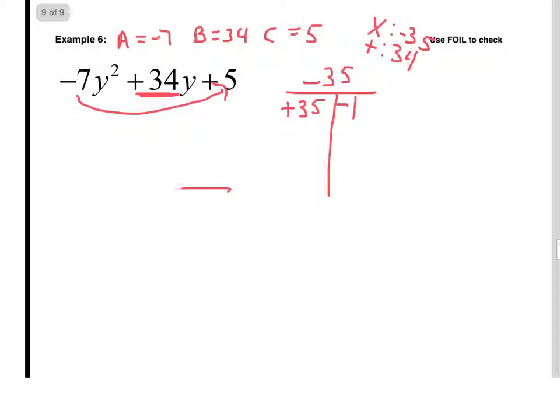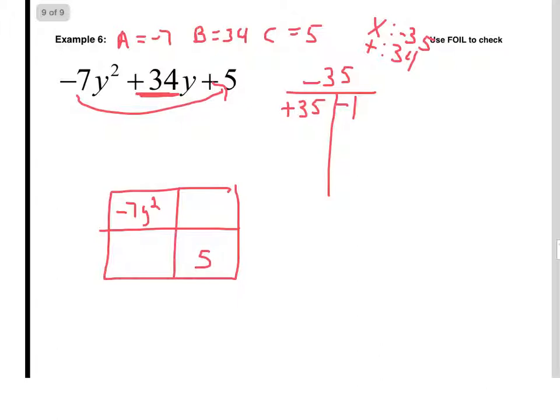So now I'm going to do the box method. You can do the grouping if you'd rather, or you can try whichever one and pause me. So I'll put this first term, -7y squared, and then I'll put the 5 at the end, and then I'm going to put 35y here and -1y there. Now I work backwards, so I know I have to have a y and a y. And if I do the negative 7 here, because I know it's going to multiply to 35, and I would just put a 1y there.